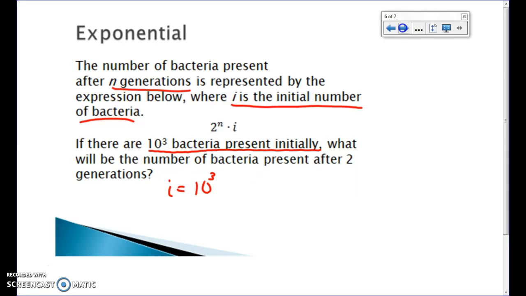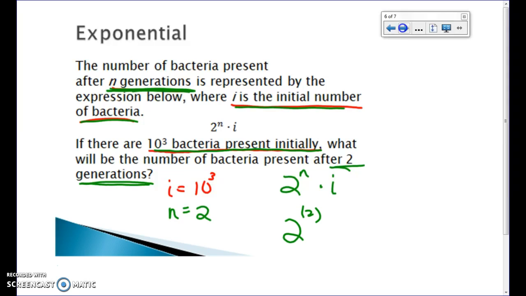Then it asks, how many will there be after 2 generations? That 2 generations, if I look back up here, we know that n represents the number of generations. So we're going to say n equals 2. So you have to do a little bit of reading today to know which numbers to plug in for which variable. Again, it says n is generations, and it also says that I is the initial number of bacteria. So I knew when it said initial bacteria, 10 to the third, and I knew when it said after 2 generations, it would be 2 for n. So I'm going to take this expression, 2 to the n power times I. I'm going to substitute in my values. So again, 2 to the power of 2 times 10 to the third.